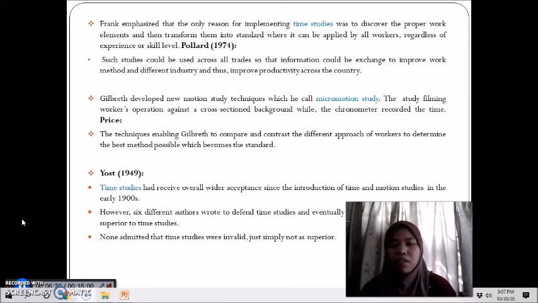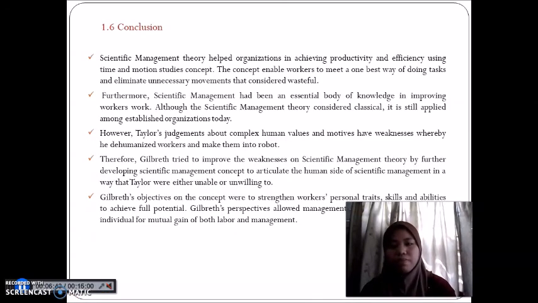Lastly is Yours. Time study had received overall wider acceptance since the introduction of time and motion studies in the early 1900s. However, six different authors wrote to defend time study and eventually all agreed that motion study is superior to time study. None admitted that time study was invalid, just simply not as superior.